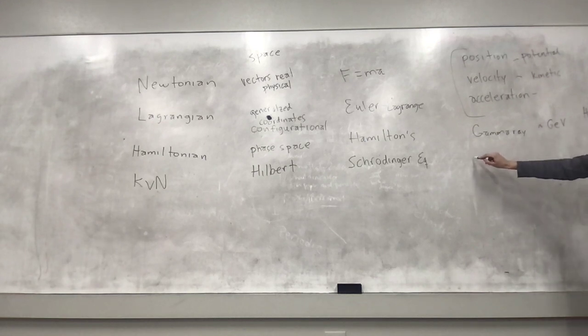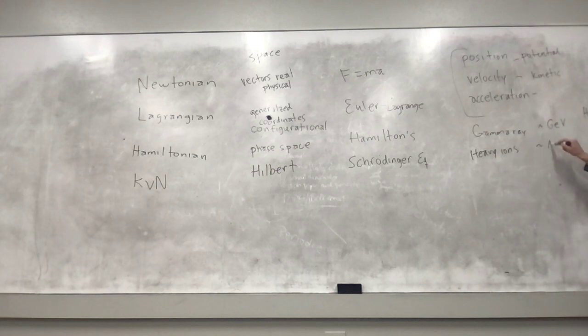Over here we have, let's say, collisions of heavy ions. About mega electron volts, we call that nuclear physics. If we go down two orders of magnitude, to kilo electron volts, what do we find over here? X-rays, energetic interactions. I think this will be the regime of AMO, atomic, molecular, optical, like X-rays.